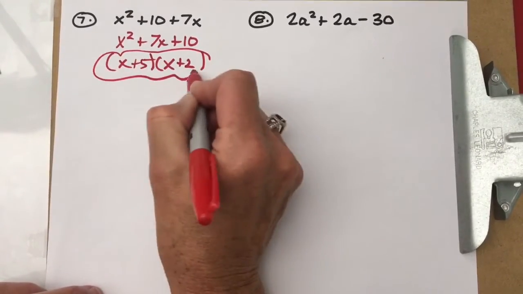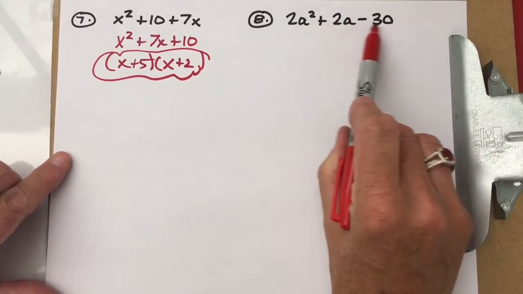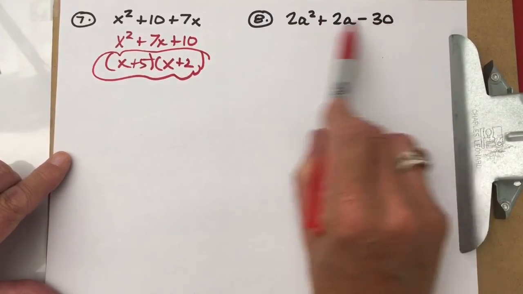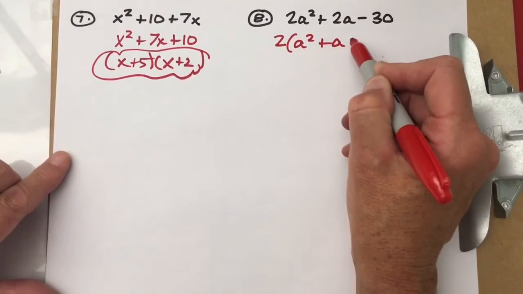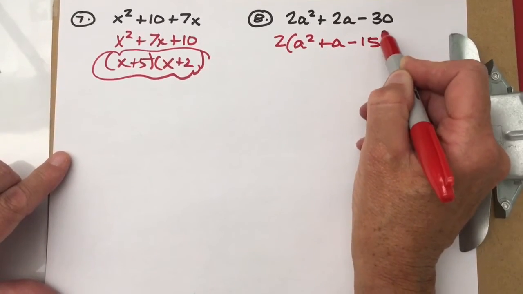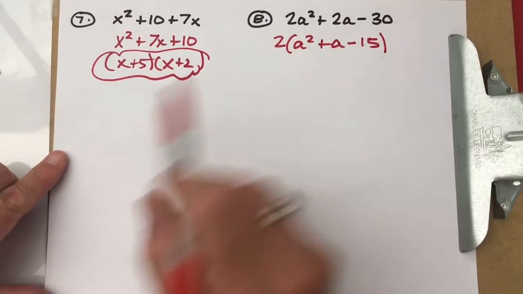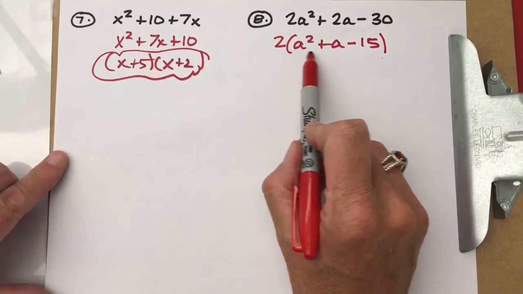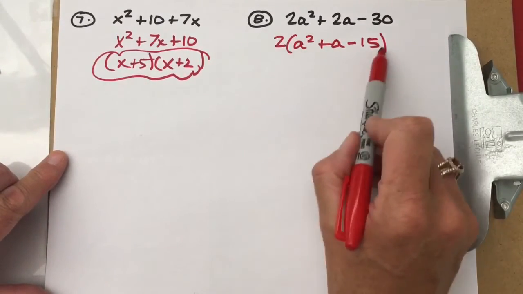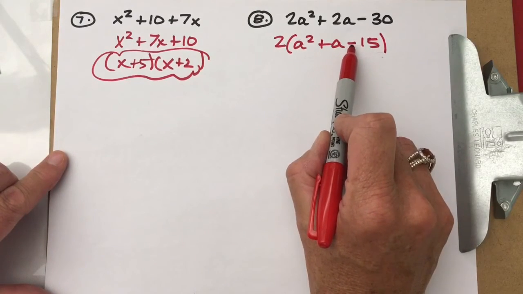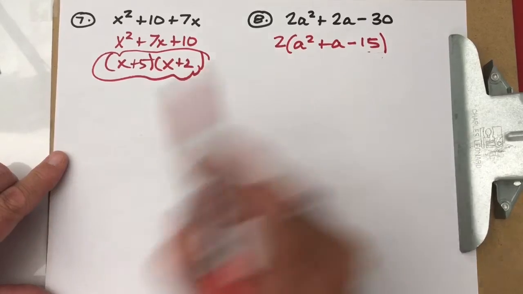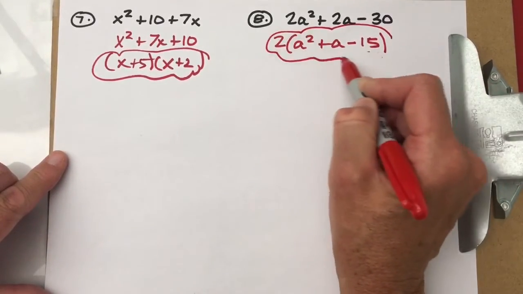And of course, we want to remember to take out a GCF if we can first. I can take out a 2 here. You're always going to do that first. Take out a 2 and see what happens. Now this is interesting because this right here can't be factored. Look, I don't have two numbers that multiply to negative 15 that add to 1. So this would be your answer.